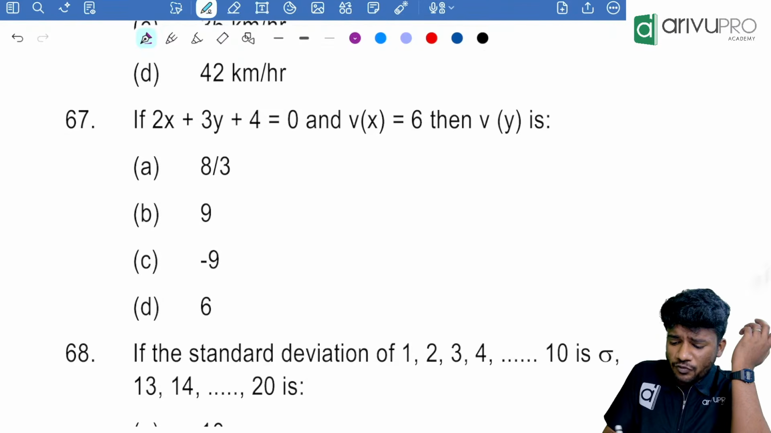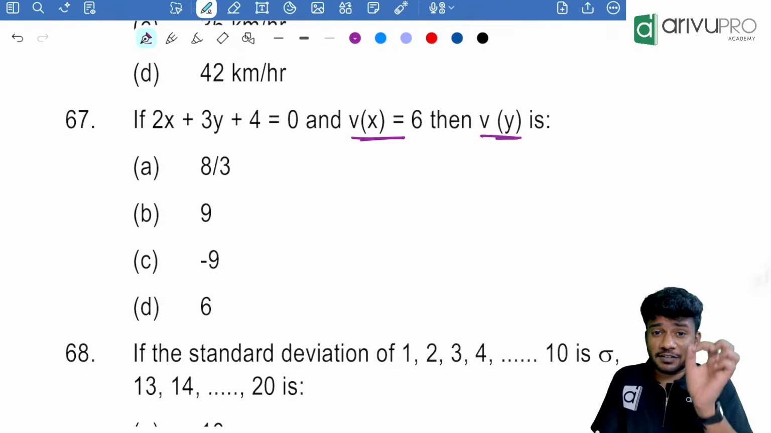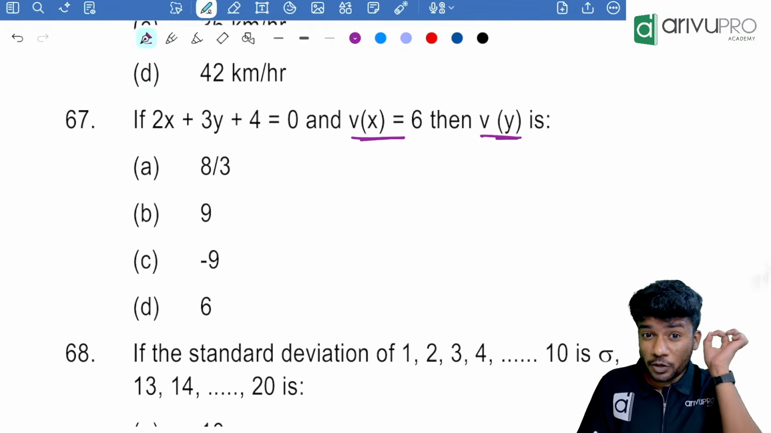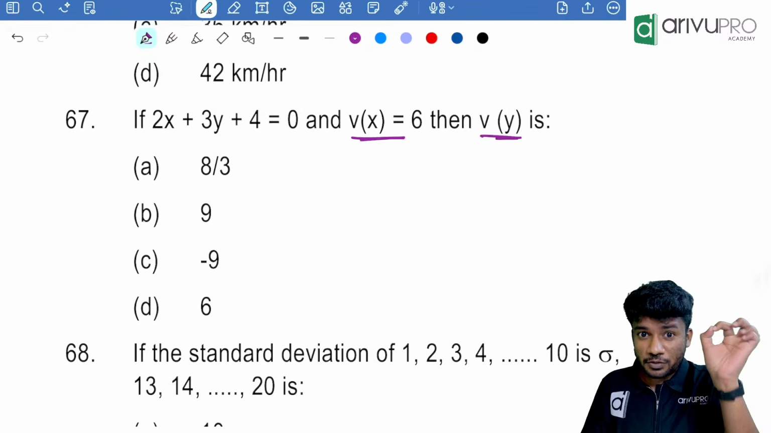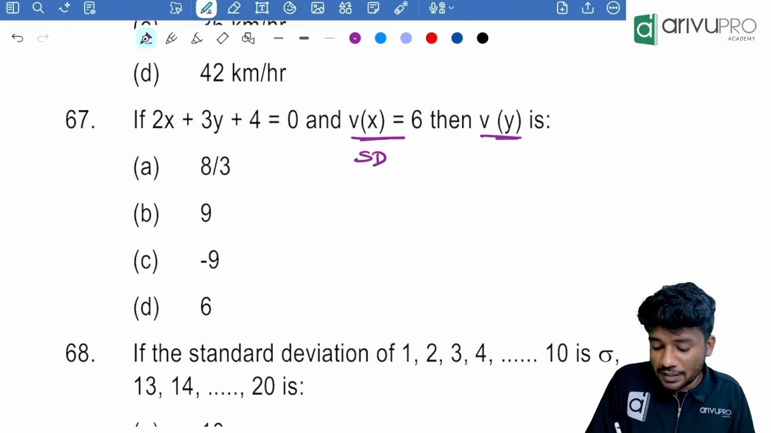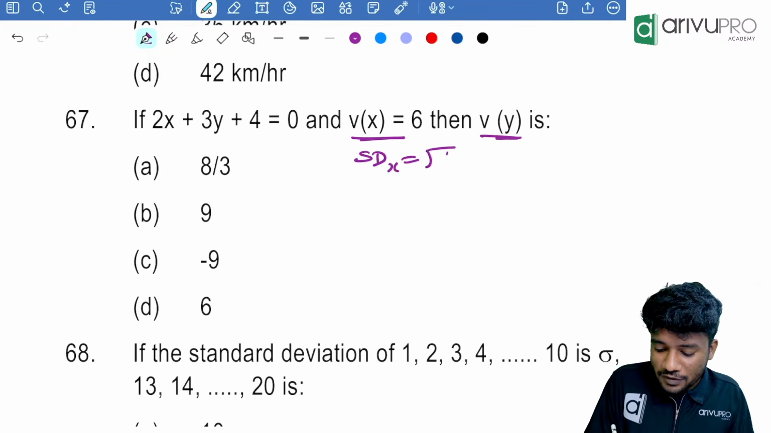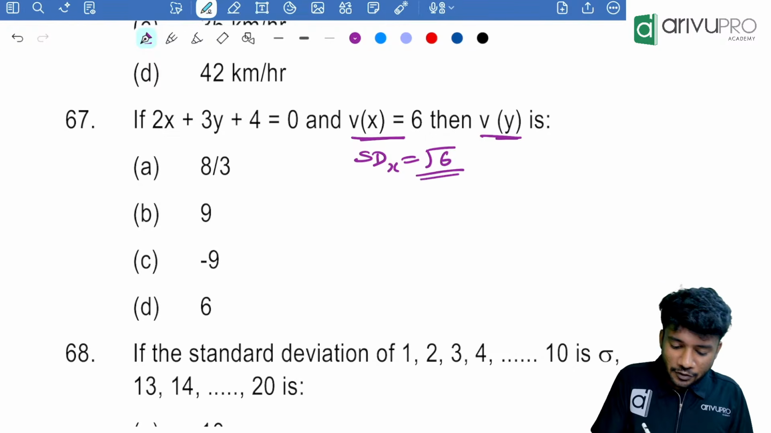They are asking for variance of y when variance of x is given. If you remember, I already told you we can't directly find. Variance is not a direct measure. We need to convert that into what? Standard deviation of x. Standard deviation of x is how much, people? Root x. Then you will take the equation.